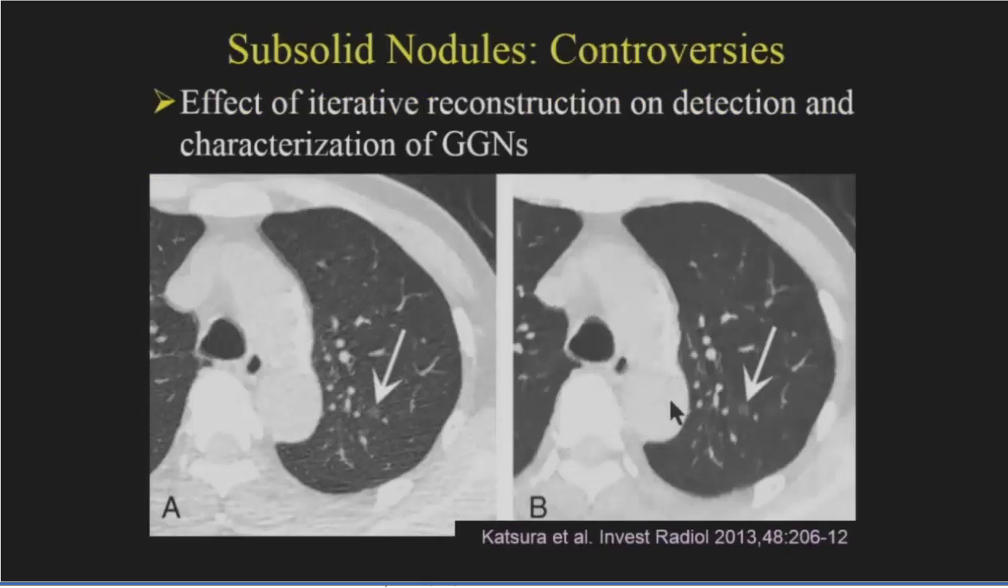Here's a case from that study, and you can see that even though the images look different, we can still characterize the ground glass nodule in the model-based iterative reconstruction.